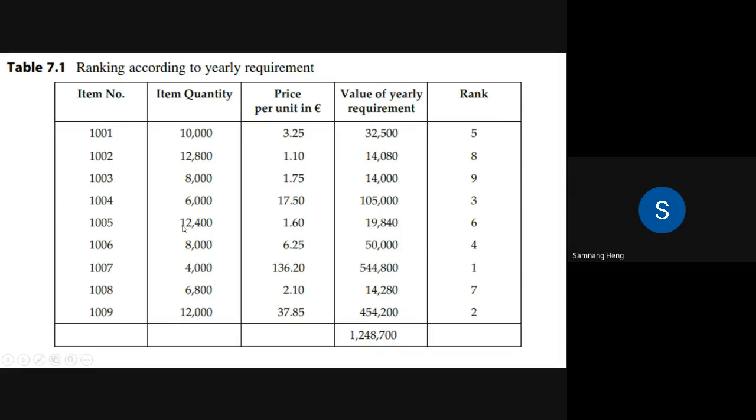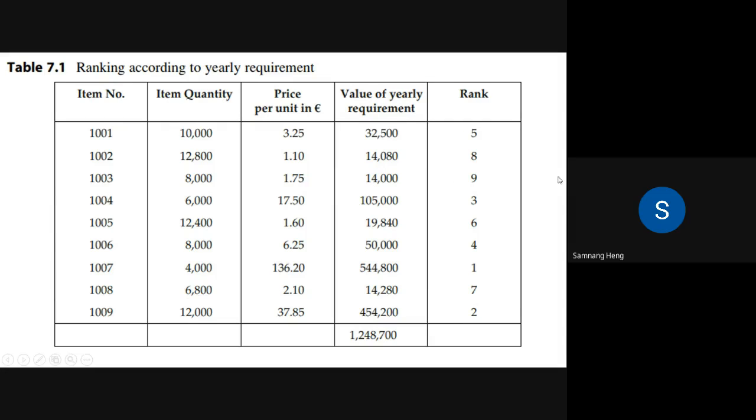Let's say this item, number 1002. It has the highest quantity sold per year. But the unit price and the total value are low, it's number 8 if we rank it based on what the company made from selling this item. So we cannot say that item number 1002 is more important than other items. It's important, but less important than other items, because even though we sell it a lot, the value it makes for the company is less than other items.